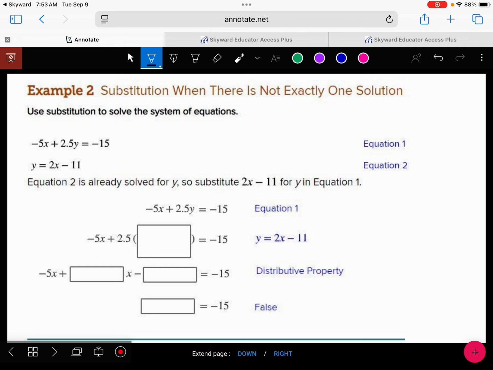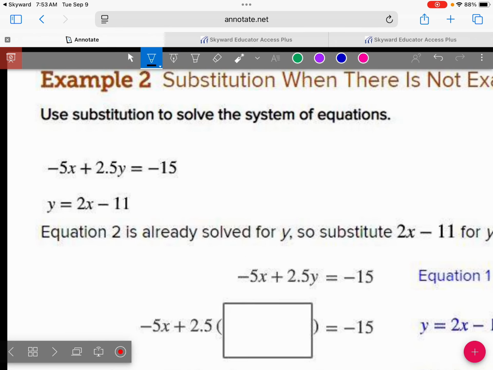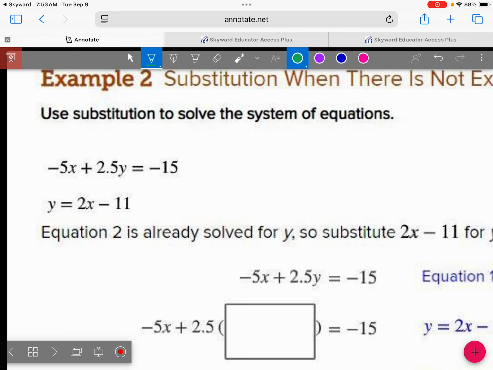We have our minus 5x plus 2.5y equals negative 15. Unpleasant, but it's a thing. We can have decimals. And then they've given us our y equals 2x minus 11. Since we have a y equals already, they've told us let's do this with substitution, and we're going to substitute that thing in for y.